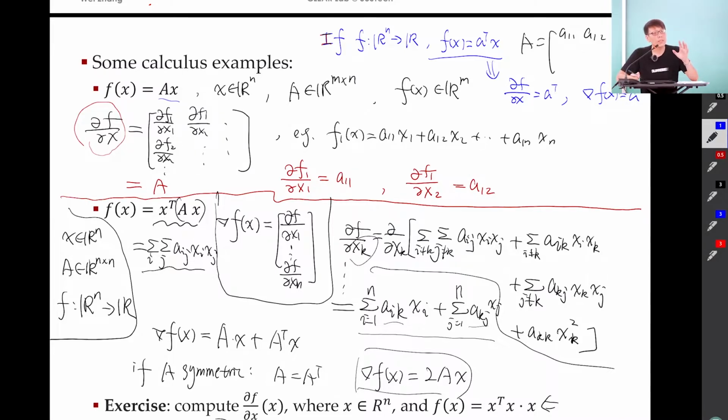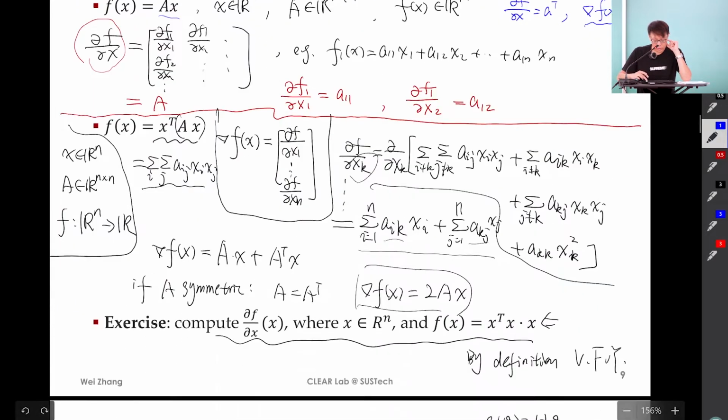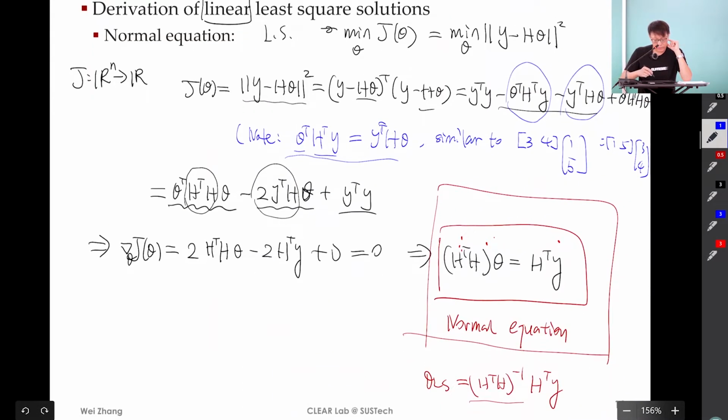We introduced the Jacobian last lecture for the state space model as well when we do linearization. But in optimization problems, we often have a scalar valued function. In that case, the gradient is the transpose of the Jacobian.